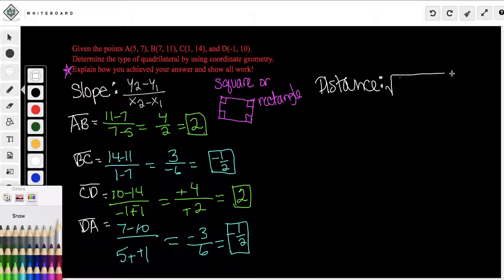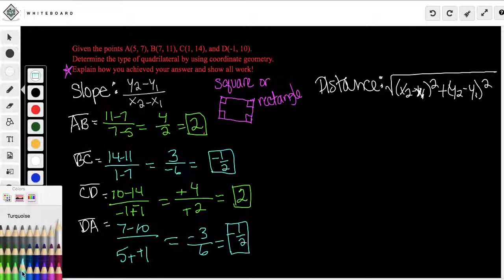So we're going to have our distance formula. Let's write it out real quick. x2 minus x1 squared plus y2 minus y1 squared, and all that's under the square root sign. And I'm going to show you a little shortcut here.